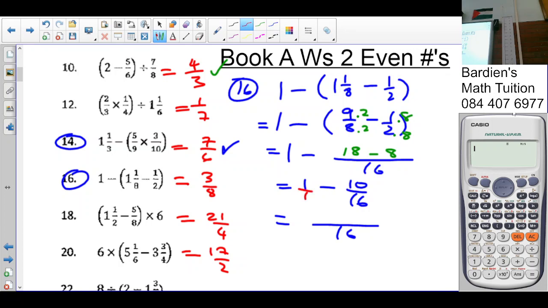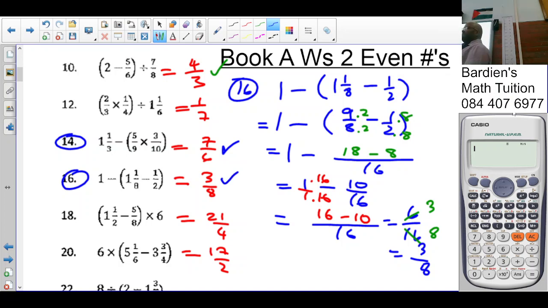Then I said 16 over 6. So 1 times 16 is 16. That's 16 minus 10. You don't have this step. It's supposed to be 6 over 16. So you got 6 over 16. What number goes into 6 and into 16 without remaining? 2. So 2 goes into 16 8 times, 2 goes into 6 thrice. The answer is 3 over 8.